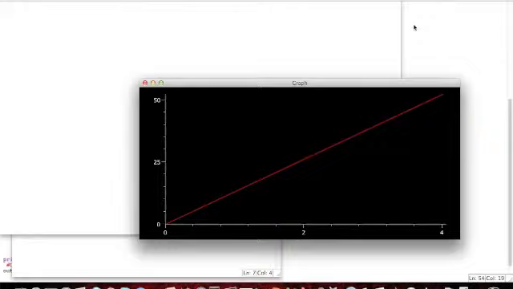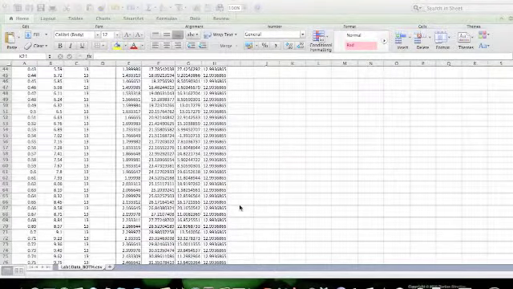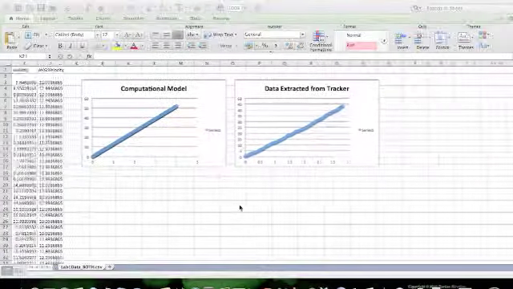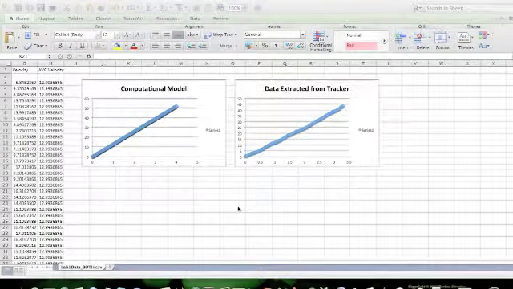Now it's time to compare my computational model data with my experimental data from earlier. As you see here, they both were quite similar. It worked out perfectly. My computational model proved my assumption that F net equals zero, and my object moved at a constant velocity without a change in direction.